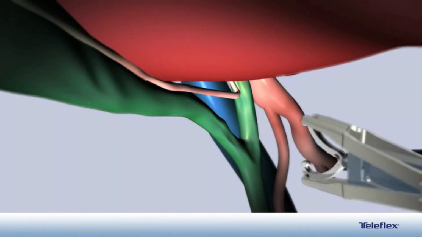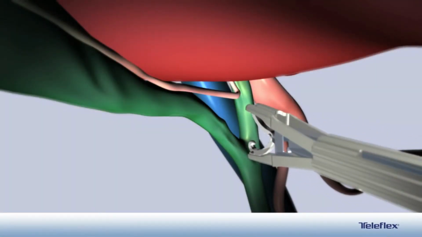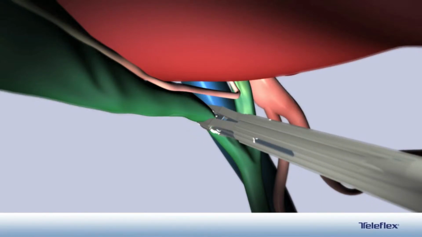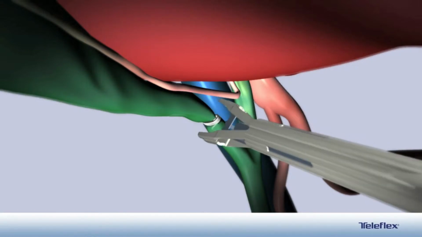The surgeon places the clip across the cystic duct, near its origin from the gallbladder. The surgeon visually ensures that the clip surrounds the cystic duct and then locks the clip into place.